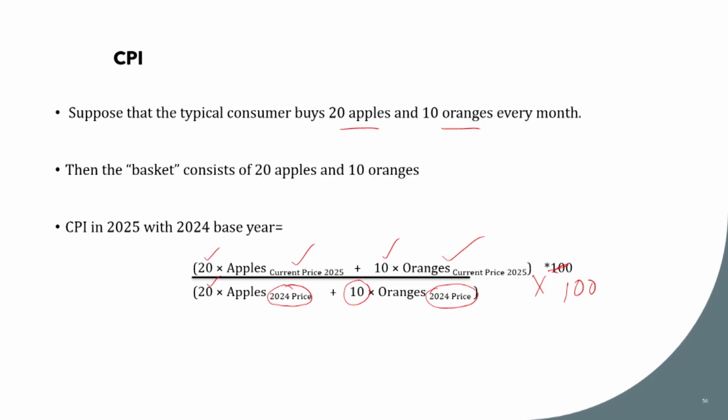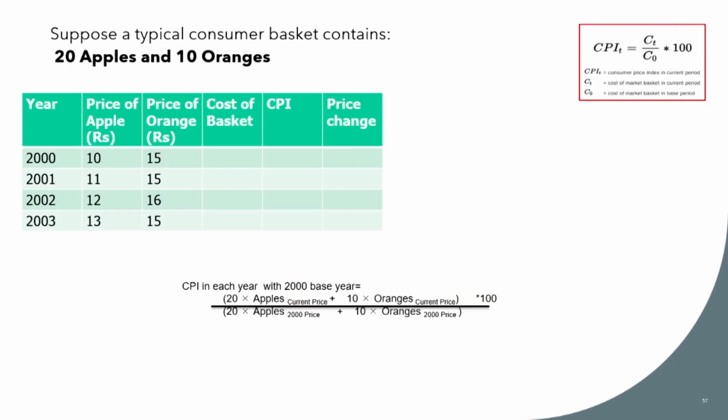So let us present this in a table to get a better grip of the concept. In our example, the typical consumer basket contains 20 apples and 10 oranges. Let us take the years starting from 2000, 2001, 2002, 2003. The important thing to remember is that the consumer basket remains the same throughout the years. We are not going to change it. So the quantity remains the same, but the price of apple and the price of orange change.